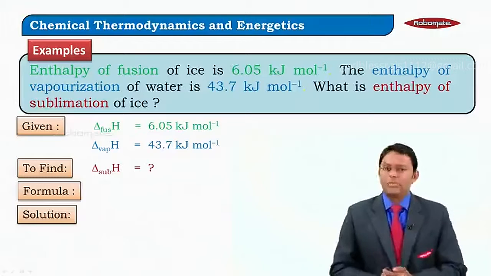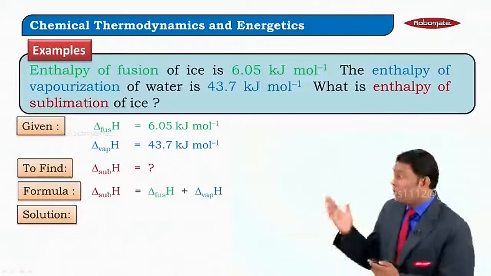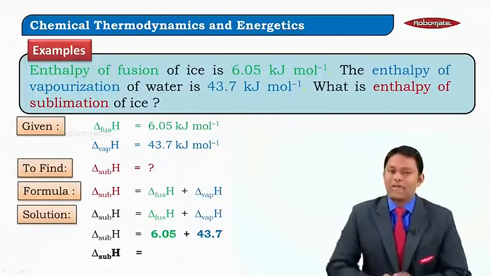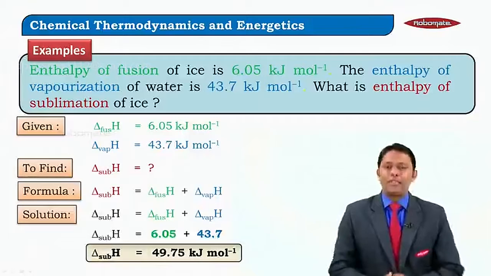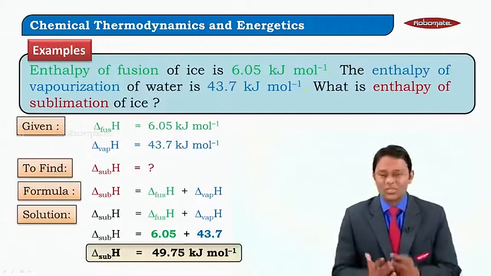And the formula for sublimation is very simple, that is fusion plus vaporization. Both the values are given, so the sum is very simple. We have to just add both the values and the answer is 49.75 kilojoule per mole. So let's take the MCQs based on that concept.